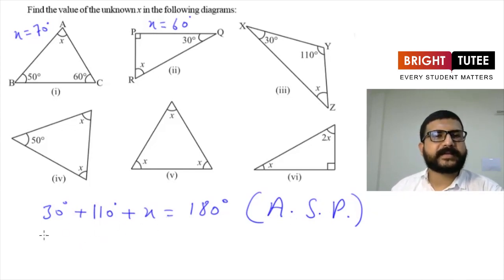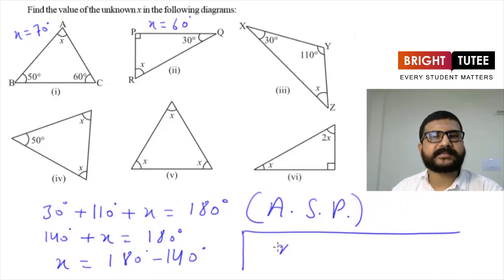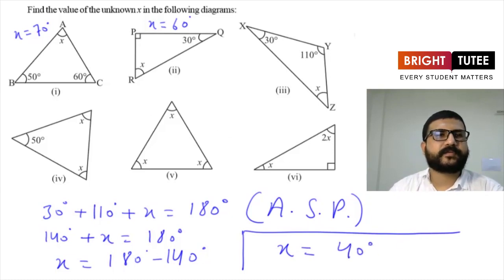Now from here, we can simplify this. We will get 140 degrees plus x is equal to 180 degrees. Now by simplifying, we will get x is equal to 180, we will transpose this 140 here. So we will get minus 140 degrees. Now by simplifying from here, we will get the value of x as 40 degrees. So for the third part, the value of x is 40 degrees. Now let's see the next part.